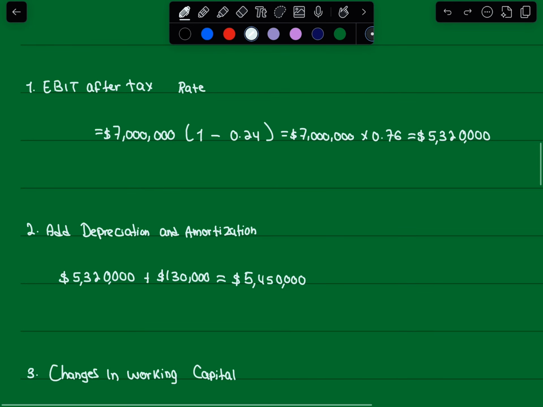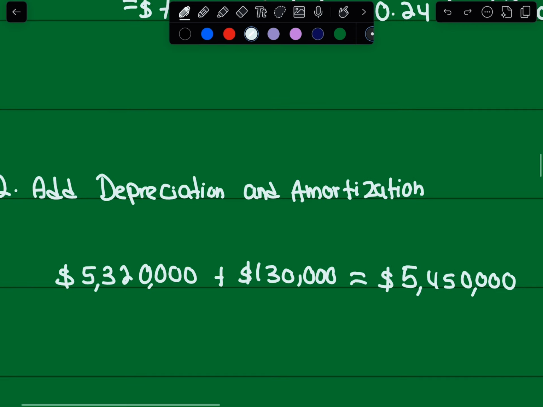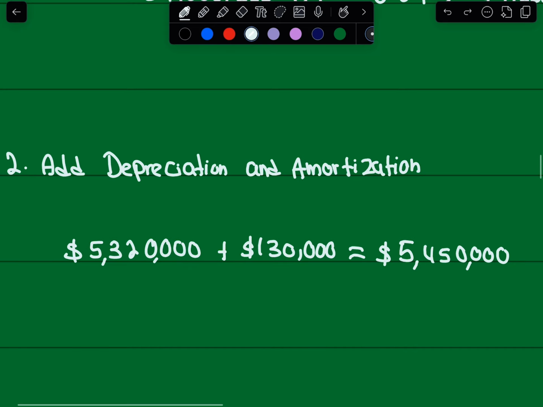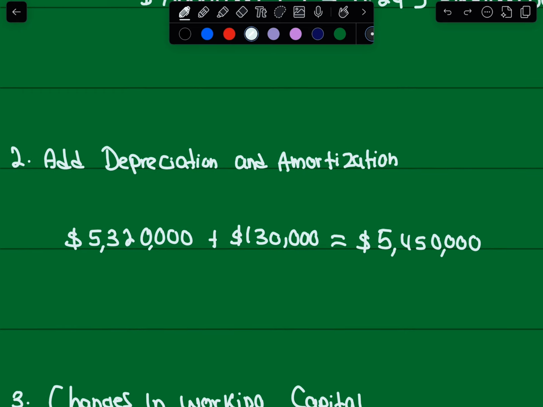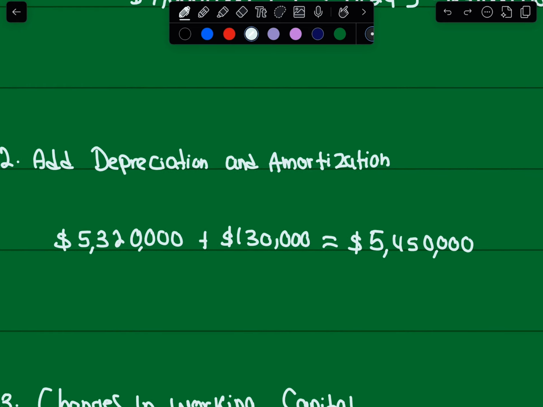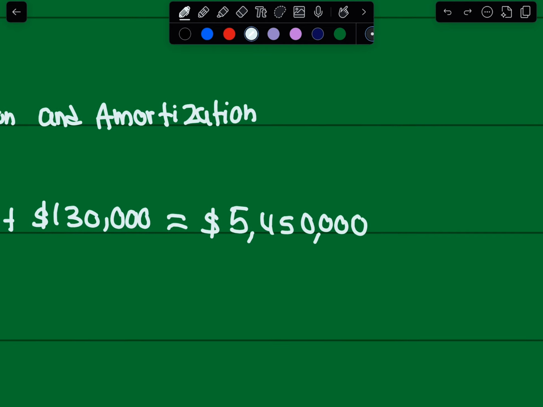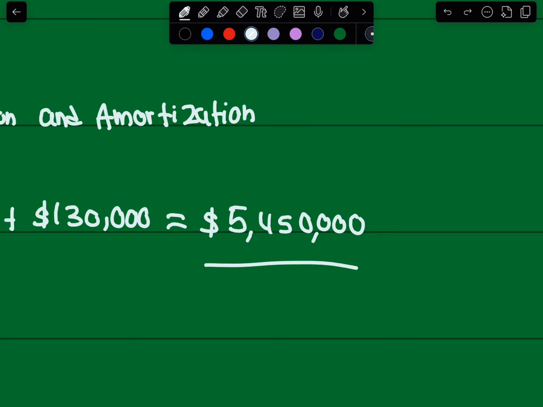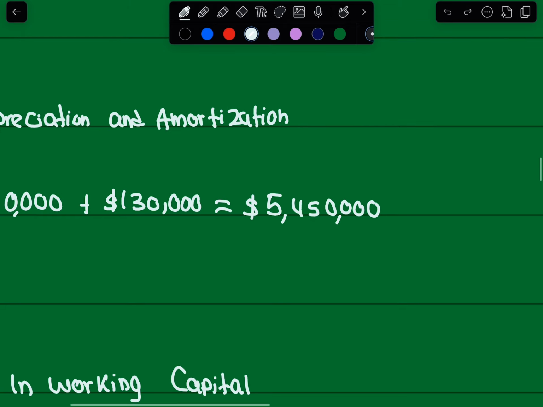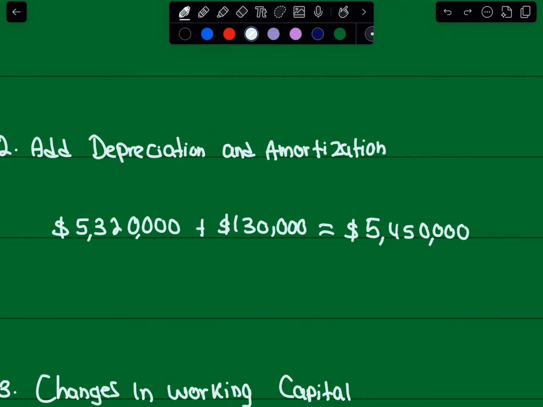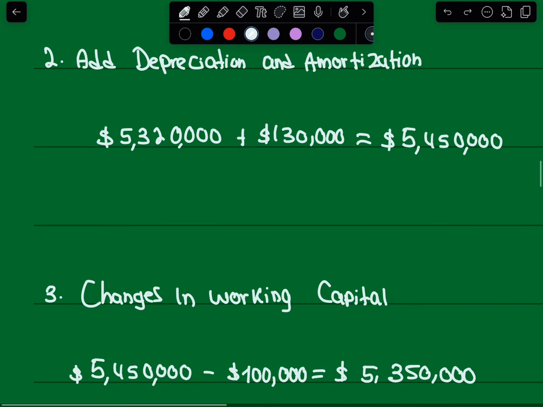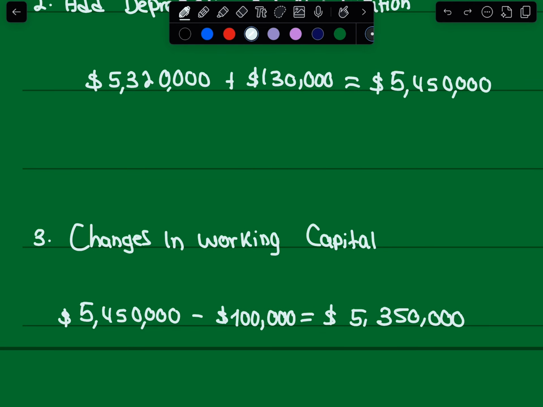Let's move ahead to step number 2, which is to add depreciation and amortization. We would take this total and just use it for our next step. $5,320,000 plus $130,000 equals $5,450,000 right here.